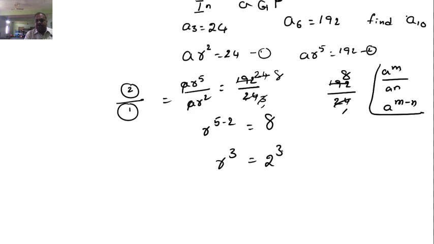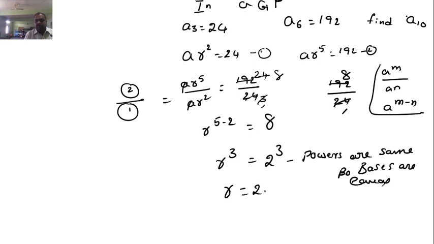As the powers are same, bases must be equal. r is equal to 2. So we have to find the 10th term. A10 is equal to ar to the power of 9.